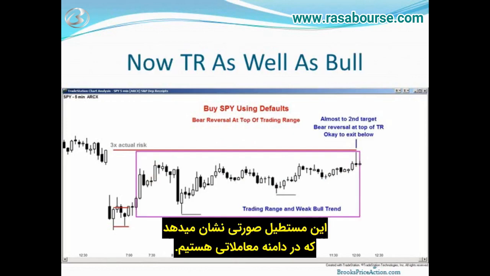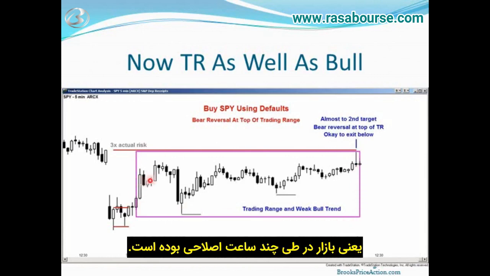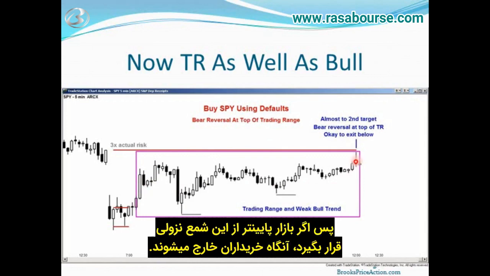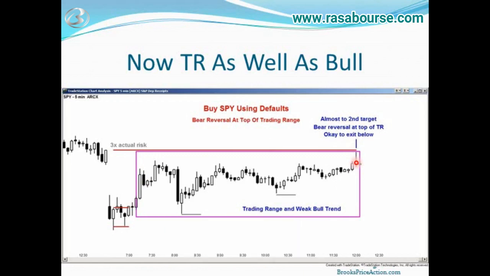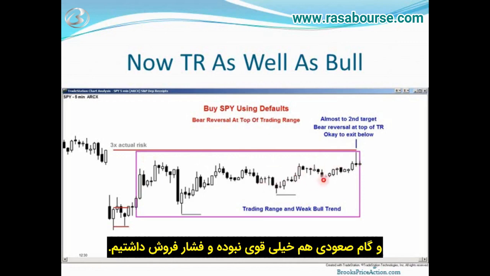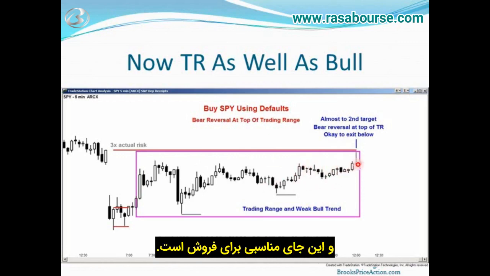This pink box shows that we're in a trading range. We've been sideways for hours, and I think most bulls would exit below this bear bar. So if the market falls below this bear bar, the bulls will just exit. Bears might short because it's the top of a trading range. The rally up is not all that strong. We've had selling pressure on the way up, and it is a reasonable short.